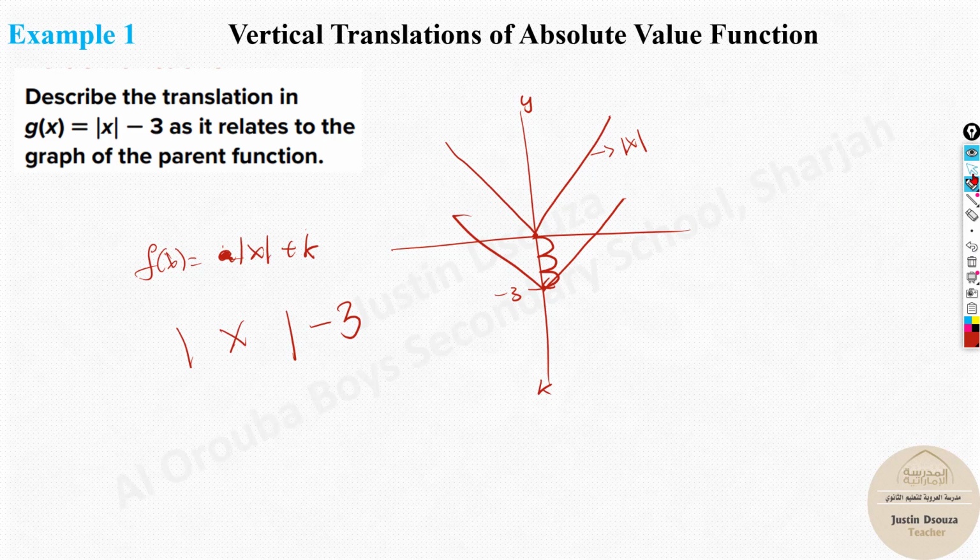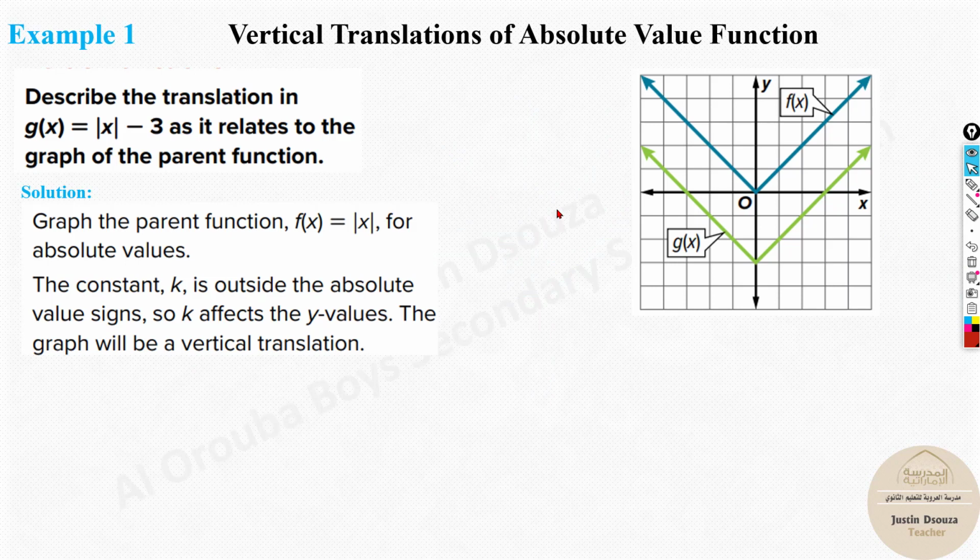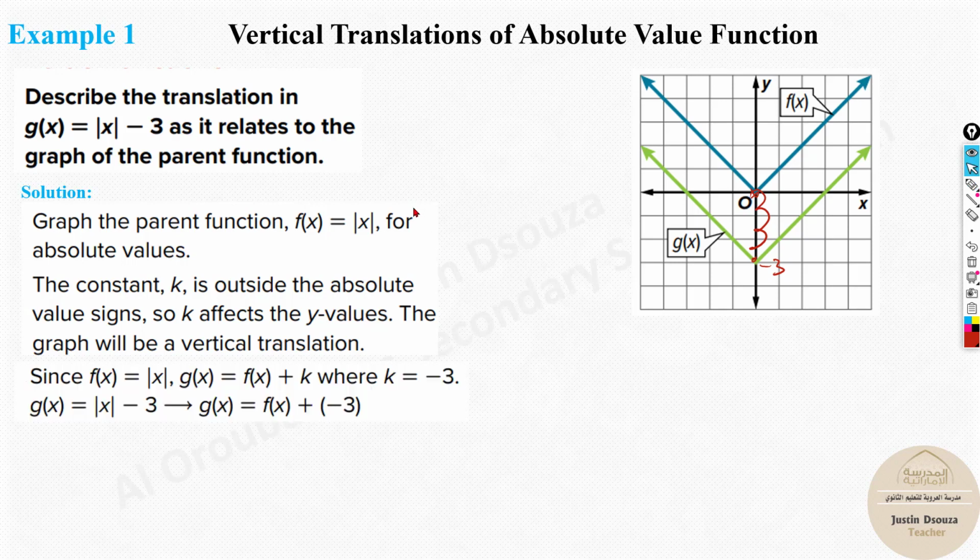Now you can see the graph. This is the graph. What is happening exactly? You can see there is 0 over here, and that's been moved down 1, 2, and 3. So this is minus 3. Very simple, very straightforward. We will see other problems.